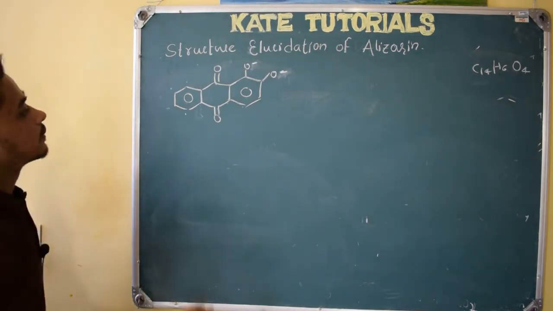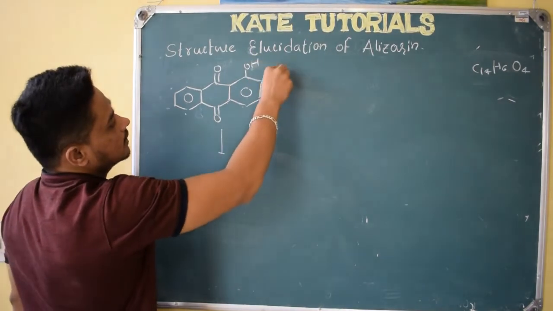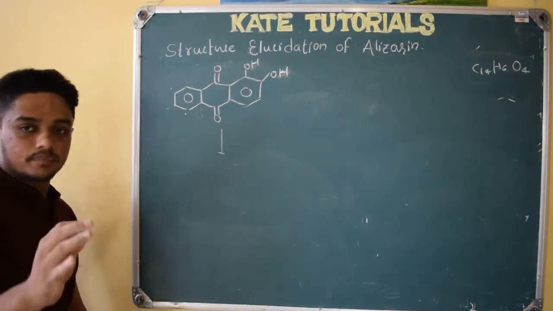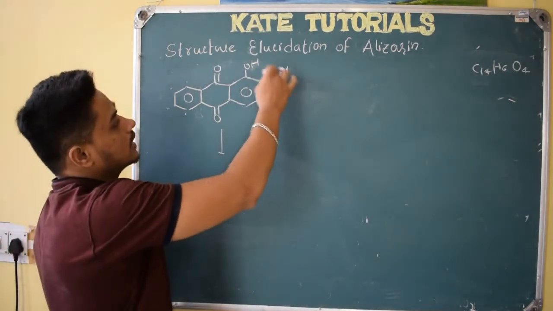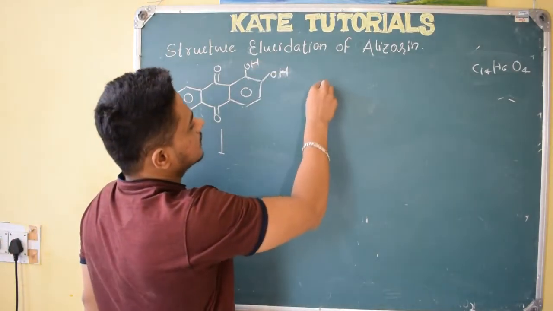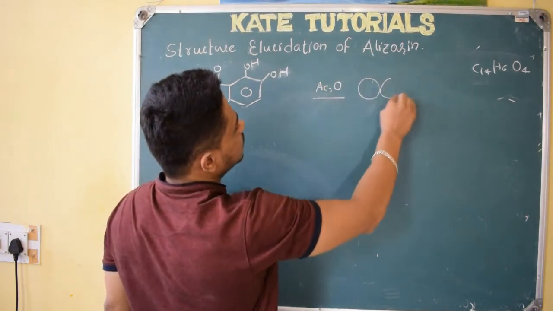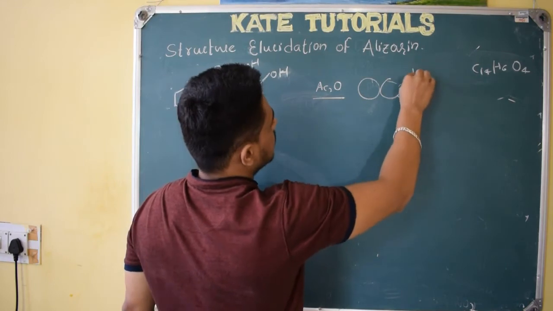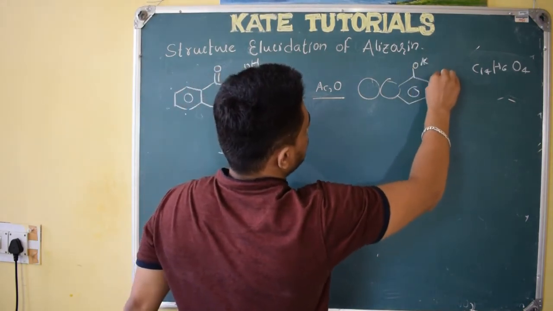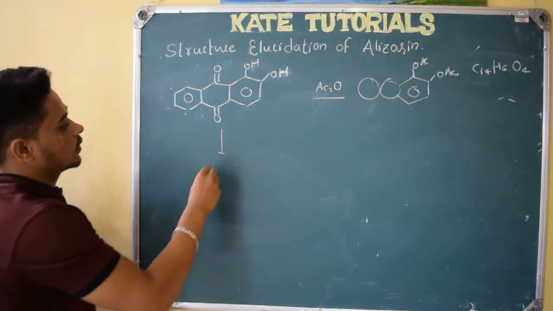Third point, see here, I told two OH groups are on the same ring only. That thing I can tell you later. So here two OH groups. If I do acetylation, Ac2O, so what happens? I'll get other rings, you write yourselves. I am going to write only this final ring. Here OAc comes, here also OAc comes. So it is a diacetylation reaction.